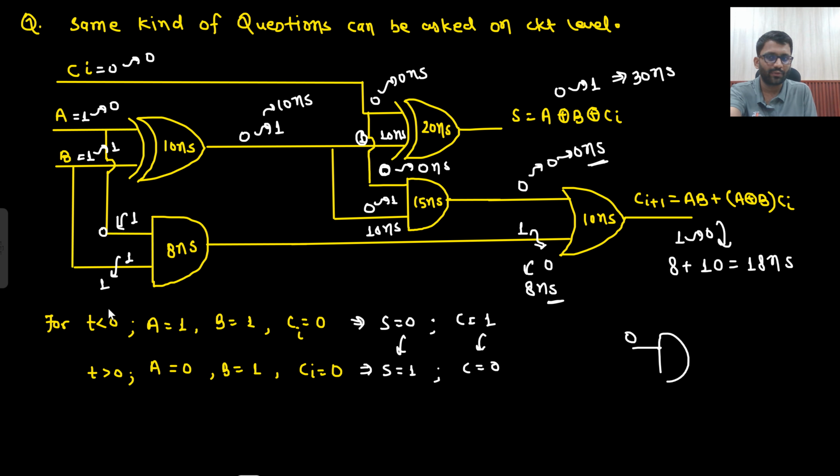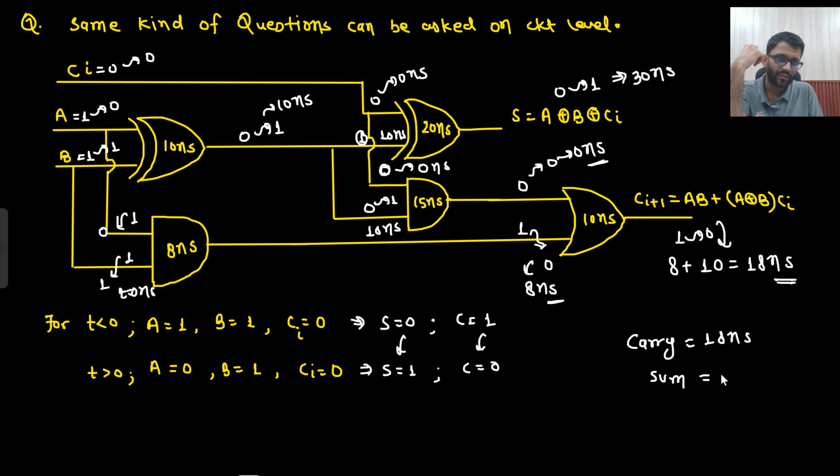So both change at t equals 0. These changes happen at t equals 0 only. So after 8 nanosecond, it will take time to reach here. So at 8 nanosecond, this one has become 0. So this guy has to wait for him now, right? Because this output is changing from 1 to 0 now. So if output is changing from 1 to 0, so 8 plus 10, 18 nanosecond. So the answer is, for carry it is 18 nanosecond, and for sum it is 30 nanosecond.